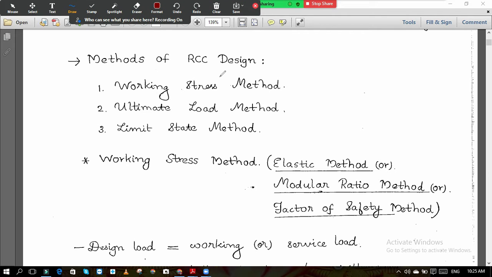So, the methods of RCC design. What is the meaning of design? First you should know the meaning of analysis and the meaning of design. These are two different terminologies. We must know the difference between analysis and design. So what is analysis and what is design?